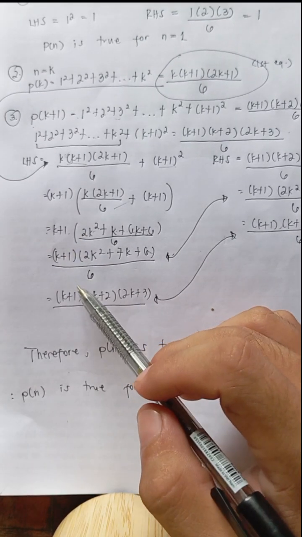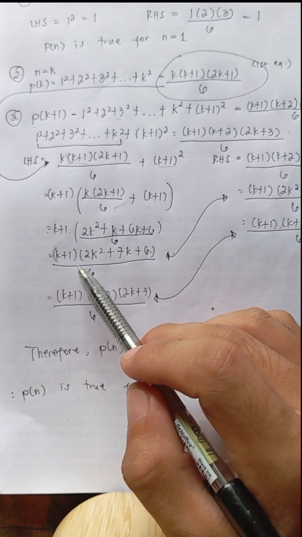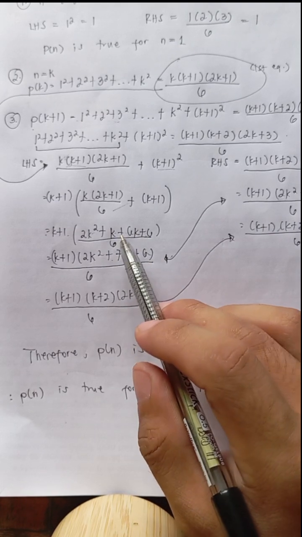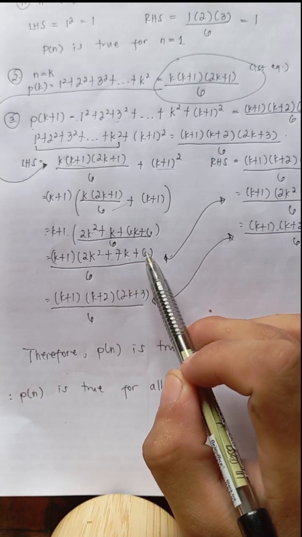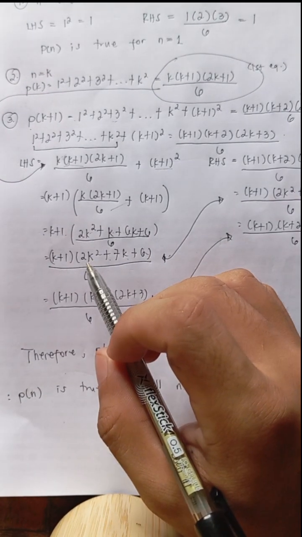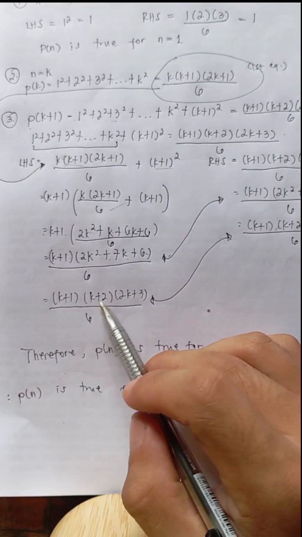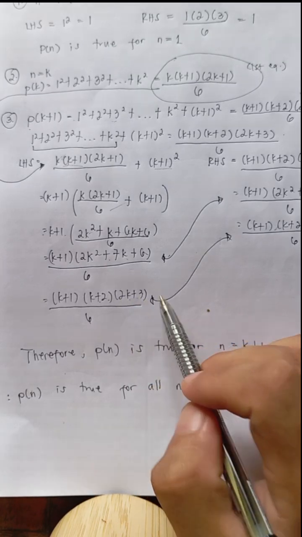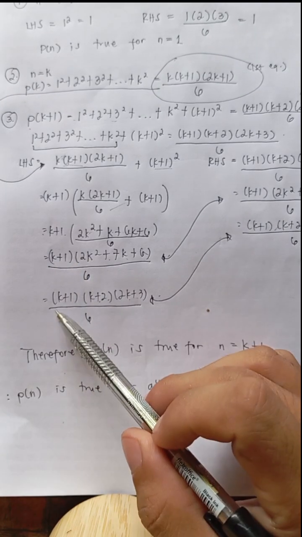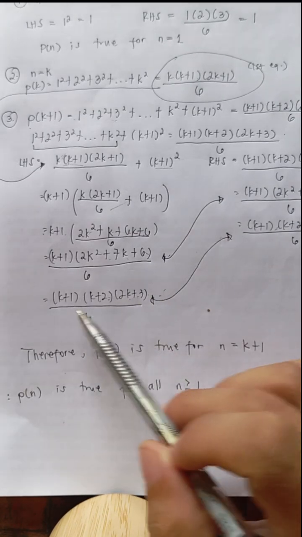Then, we need to simplify this. So, we have this whole term, the quantity of k plus 1 times the quantity of 2k squared plus 6k plus k. Adding the like terms, we have 7k plus the constant, which is 6 all over 6. Then, if we get the roots of 2k squared plus 7k plus 6, we will be getting k plus 2 times the quantity of 2k plus 3. So, bringing down the k plus 1, we have the quantity of k plus 1 times the quantity of k plus 2 times the quantity of 2k plus 3 all over 6.